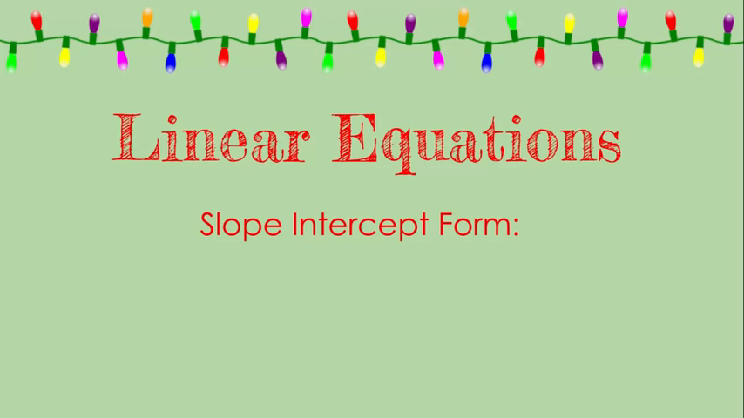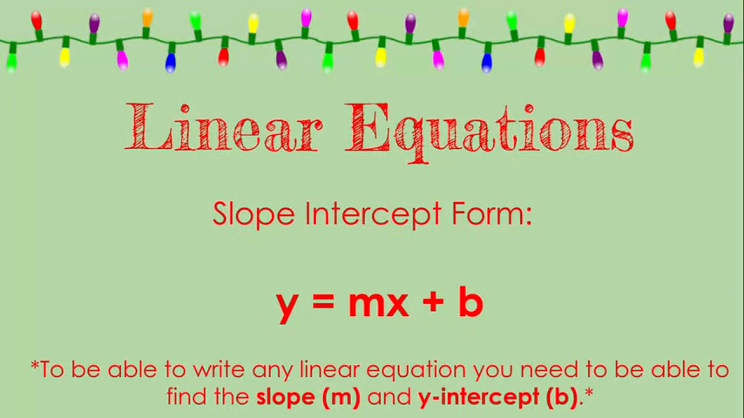Whenever we write our equations, most of the time we will be writing them in slope-intercept form, which is y equals mx plus b. So in order to be able to write our linear equations, we need to be able to find our m, which is our slope, and our b, which stands for our y-intercept. If we can find m and b, we can write any linear equation.